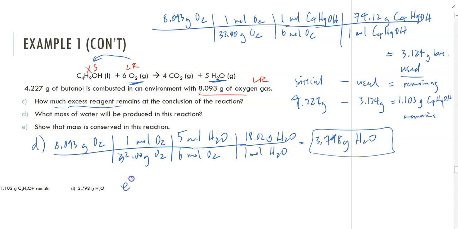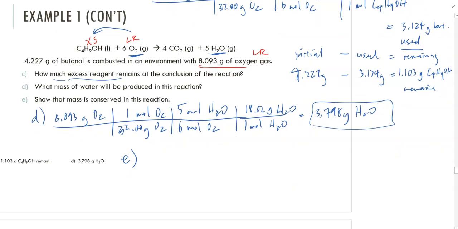Finally, part E, show that mass is conserved. So remember, conserving mass can be generally saying that what is used up, what your reactants are, is equal to what the masses are in terms of the total. But remember, you've got to be careful because sometimes there's stuff that's not used up. So let's see how this works. First of all, let's take a look at our initial amounts, the 4.227 grams of butanol plus 8.093 grams of O2. That's our total reactants.